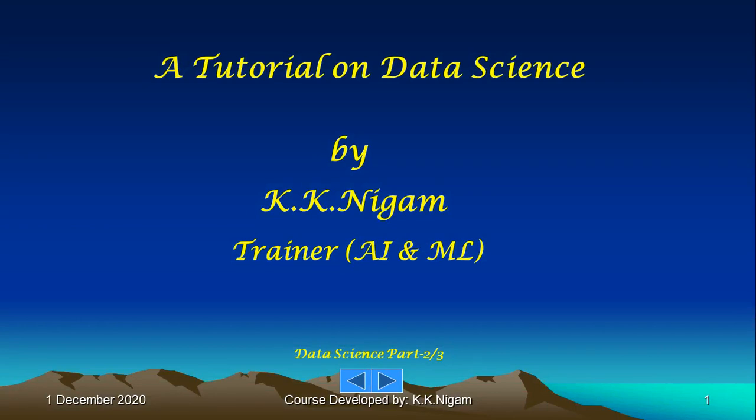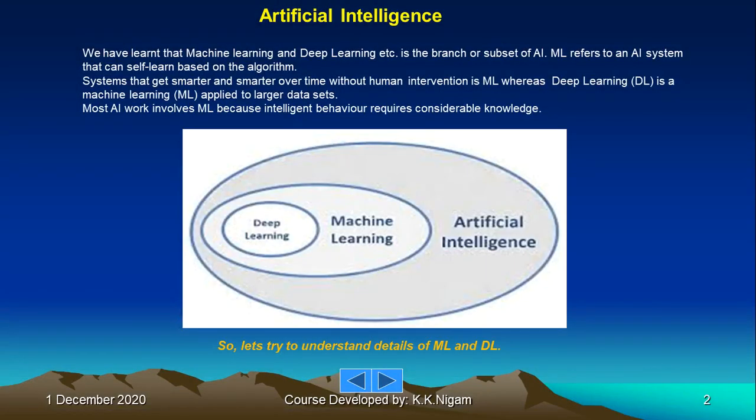So let's start with the second part of the data science. In this part we are going to learn something more about artificial intelligence. We have seen in the previous tutorial that machine learning and deep learning etc. is the branch of, or subset of, artificial intelligence.